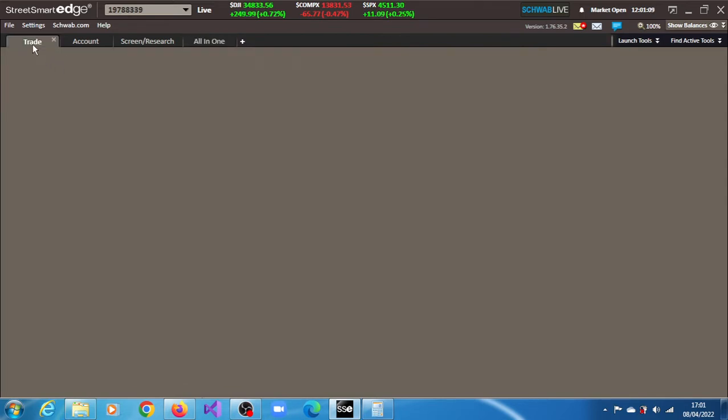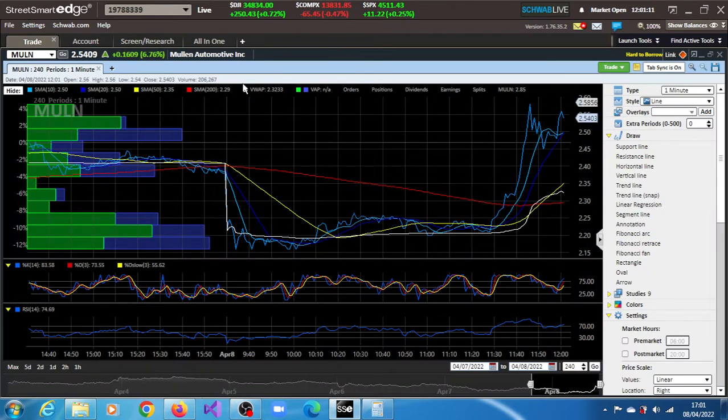So usually when you have a drop in volume and the trend is in a certain direction, when that volume begins to drop, it might indicate a peak. So we may have seen a bottom for the stock. We may have seen a bottom for MULN stock.